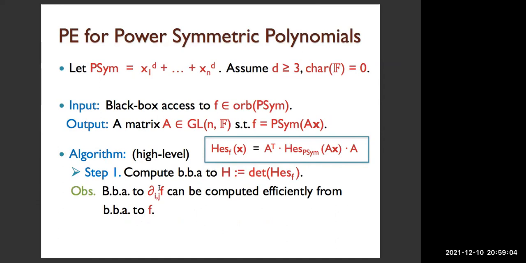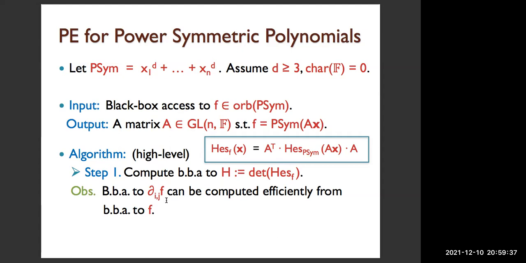And let's now give the algorithm. At first, it computes black box access to the determinant of the Hessian of F. Remember, F is given as a black box. So at first, I want to compute the Hessian of F. And the claim is we can compute black box access to the Hessian matrix of F easily, because the order of the derivatives involved is only 2, and one can get black box access.